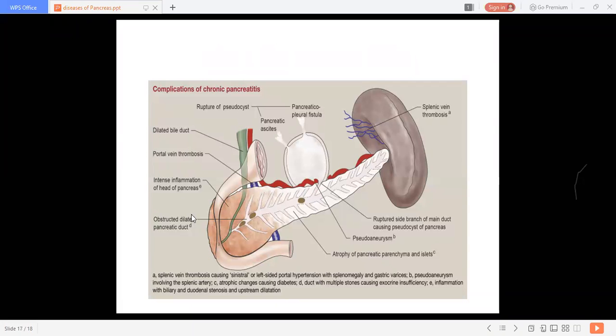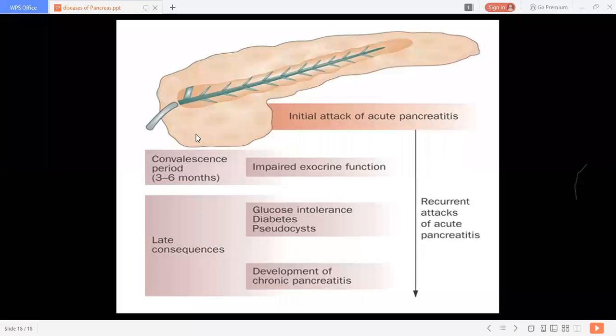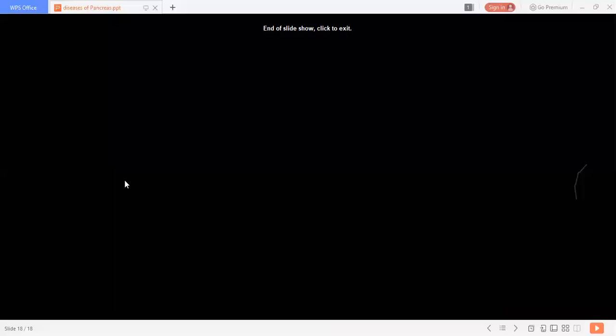This is about chronic pancreatitis. This is a complication of acute and chronic pancreatitis. Okay, finished.